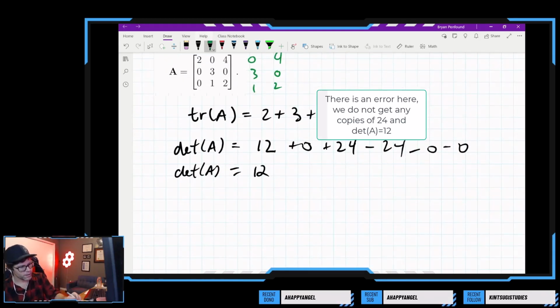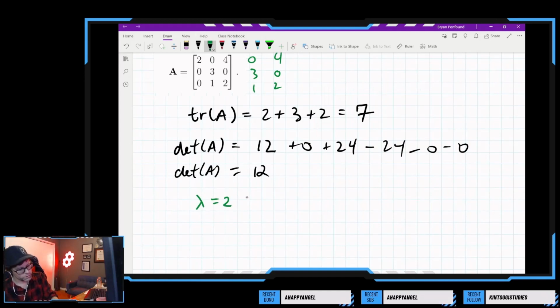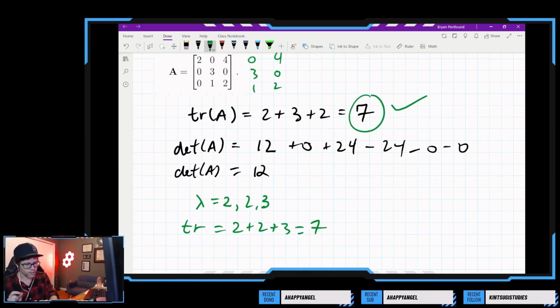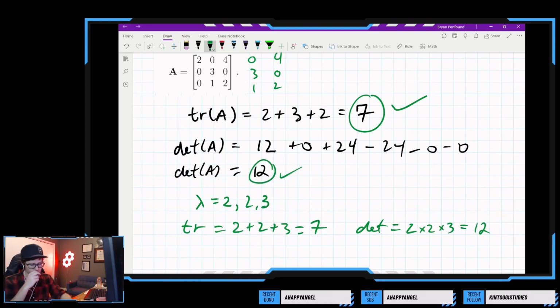And we can verify our work here. We know that lambda equals 2 is a double copy of 2, right? We actually had 2 copies of 2. So from what I remember, it's true that the trace should be equal to the sum of our eigenvalues. So 2 plus 2 plus 3, which is 7, right? So that looks good. And then our determinant should be the product of all of our eigenvalues. So 2 times 2 times 3, which is indeed 12. So I feel pretty comfy about those answers. I have a way to double check to know that those look good.